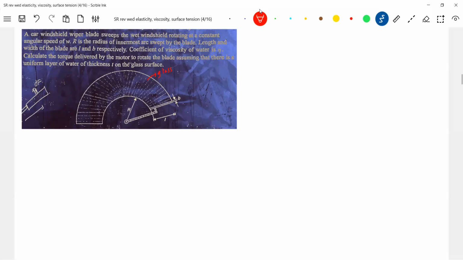This is that wiper. Some small application-based question in viscosity, some application-based question. Okay, let me get into the diagram part.